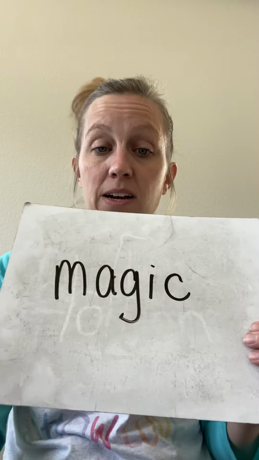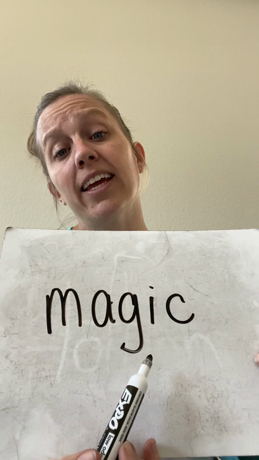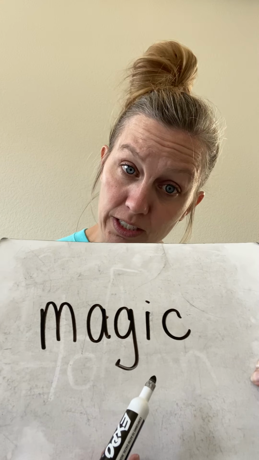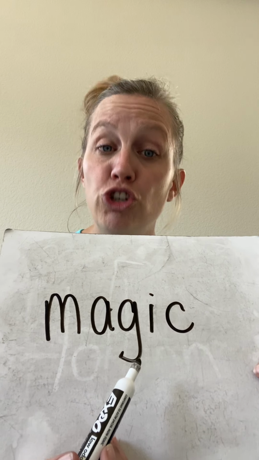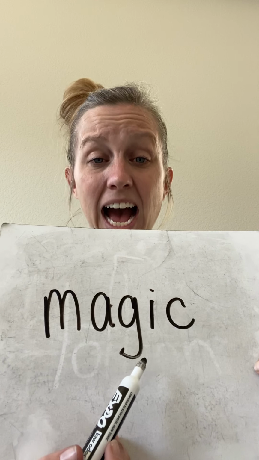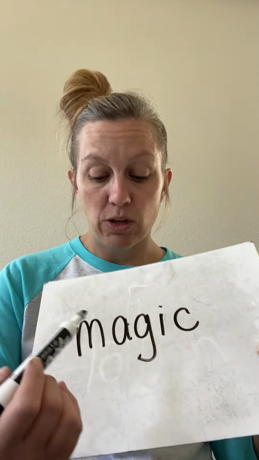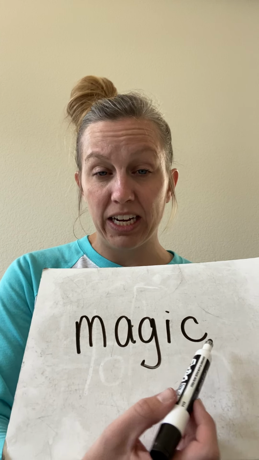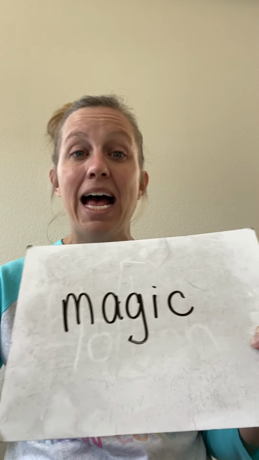I have a letter in here that can make 2 different sounds. A G can sound like G, or it can sound like J. And remember, we know the G makes the J sound if there is an E, I, or Y after it. So we have magic. What is it? Magic. Good. How many syllables are in magic? Magic. 2 syllables.